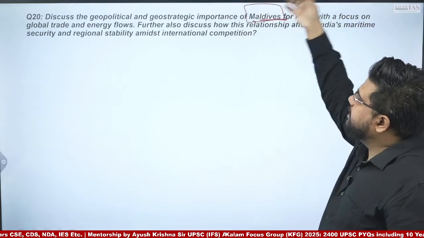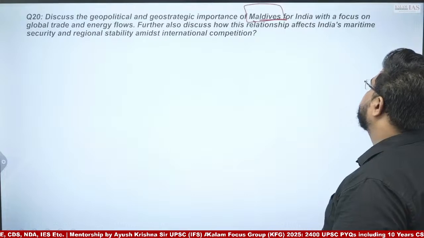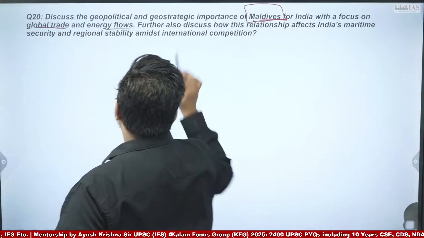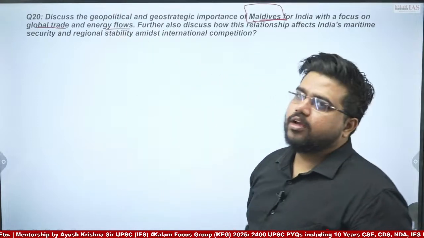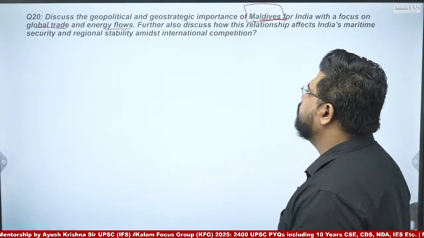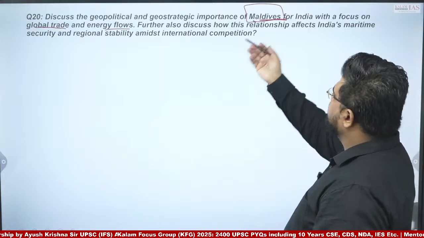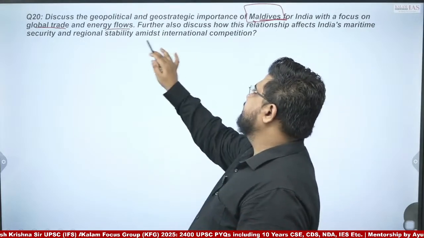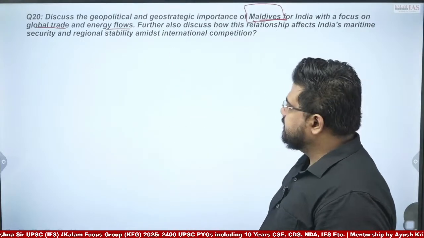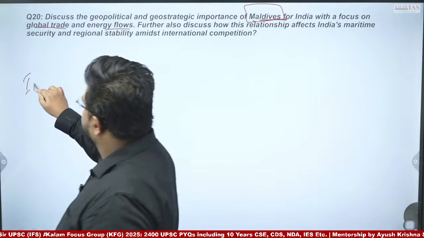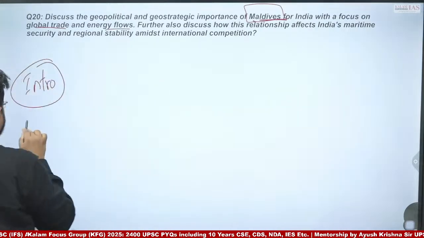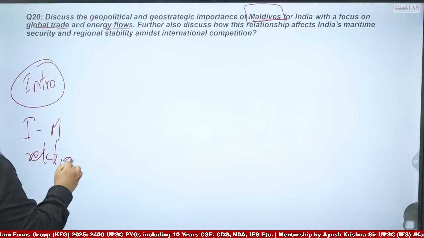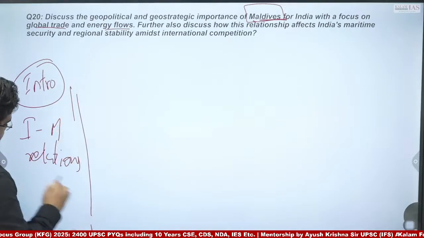What is the geopolitical and geostrategic significance of Maldives for India, with a focus on global trade and energy flows? You can give 2 points on global trade, 2 points on energy flows, that will suffice. Further, also discuss how this relationship affects India's maritime security and regional stability amidst international competition. So in the intro, we are going to write something about India-Maldives relations. You can write about the recent rift.